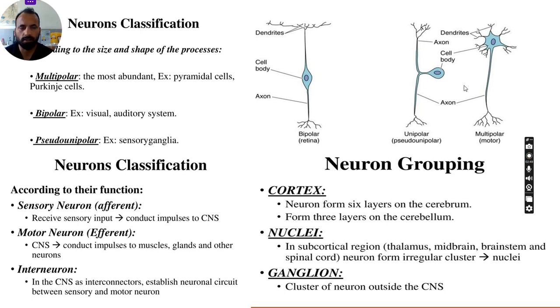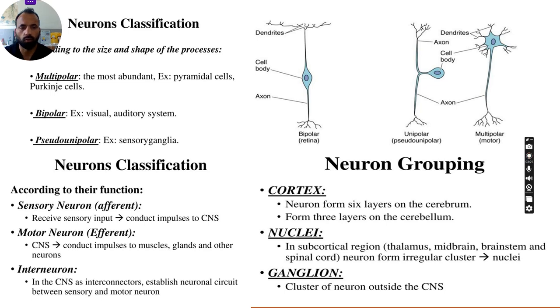One more classification depends upon whether a neuron is sensory or motor, or whether the neuron helps in the interconnection between the motor and the sensory. Sensory neurons, also known as afferent neurons, receive the impulse, which is conducted towards the CNS, and action will happen. Then you have the motor neurons, where the CNS generates the impulse that goes towards the muscle, gland and other neurons for functioning.